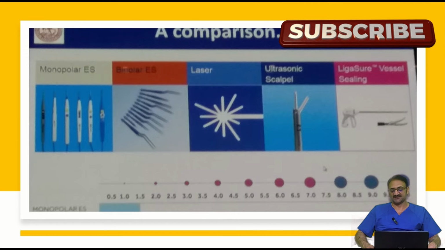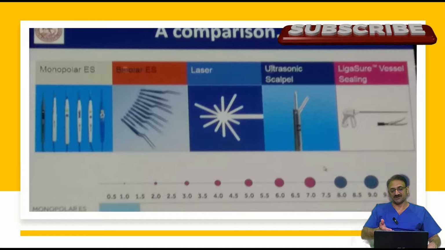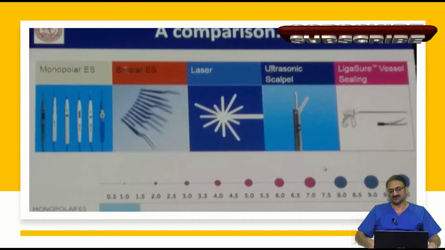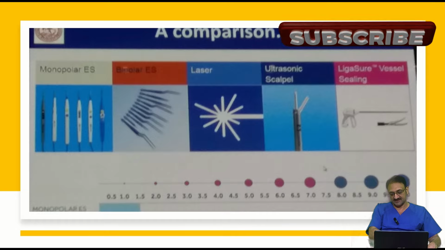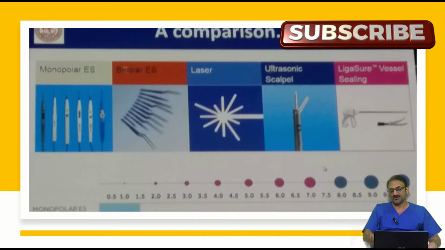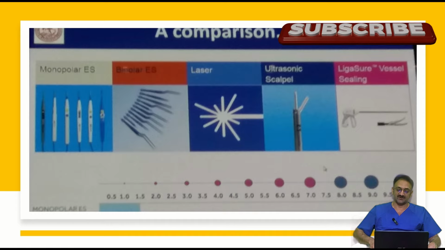So here is a comparison. You can see the monopolar, then the bipolar, then the laser, then ultrasonic scalpel, then the ligasure, and the sizes of the vessels which they are capable of sealing.